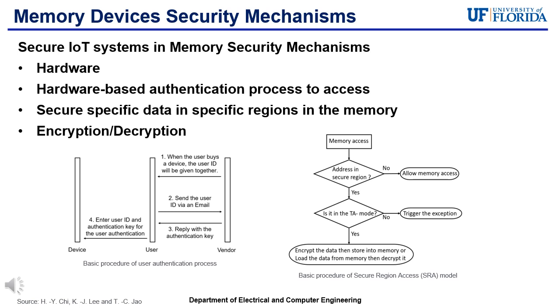The final step of the user authentication process is that if the user enters both the ID and user authentication key, then it allows for access into the memory device. The figure on the right showcases a hardware security mechanism called Secure Region Access Model, which secures specific data in specific regions in the memory. Each protocol step needs to be followed correctly in order to unlock all portions, or the portions that you want, of the memory, or else those regions will be locked out to you.